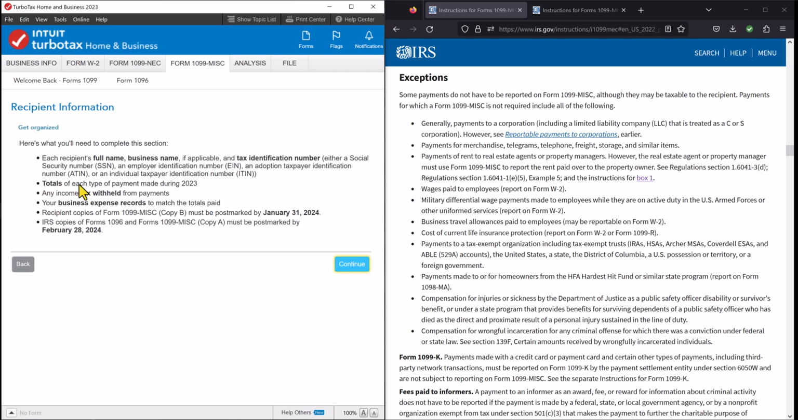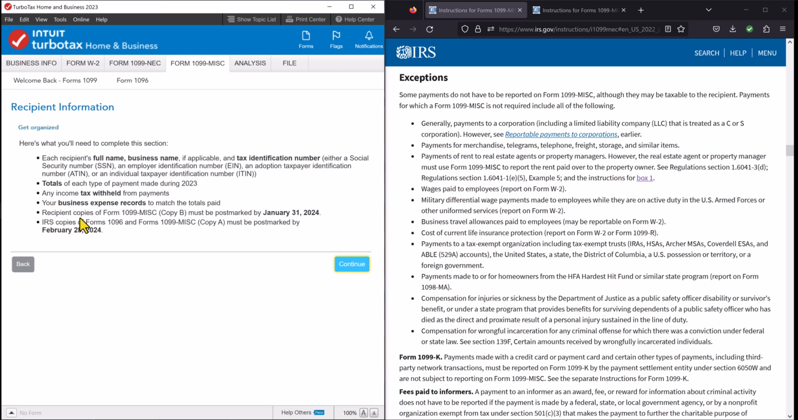You're going to need the total rents paid to that particular vendor in 2023. You're going to need any income tax withheld on the payments. For most people, that's going to be zero. Probably you did not withhold any federal, state, or local income tax. If you did, you're going to have to know what that number is. You're going to want to have business expense records. That could be QuickBooks, a shoebox full of receipts, an Excel spreadsheet, some kind of documentation where you keep track of this, even a bank record that shows you made these payments and can total to what you're going to put on this 1099 miscellaneous form.